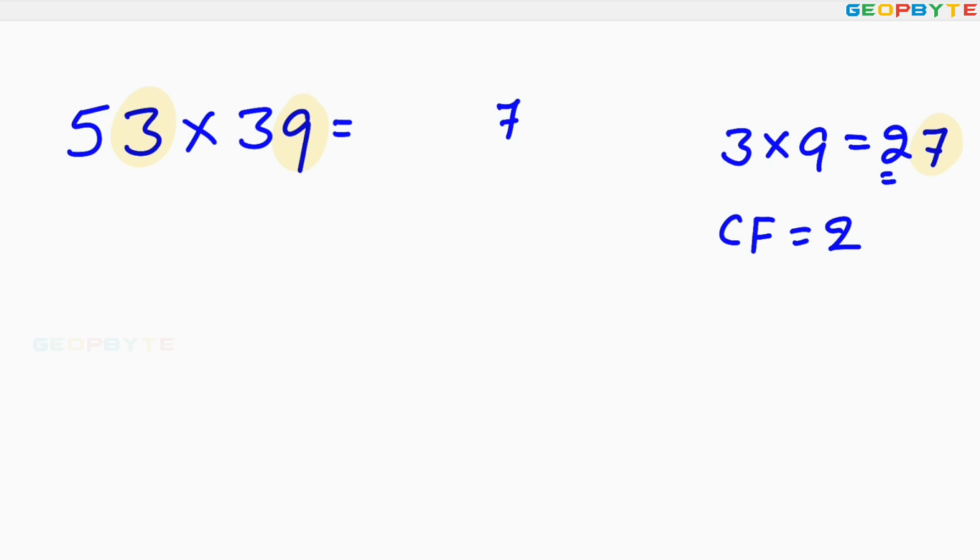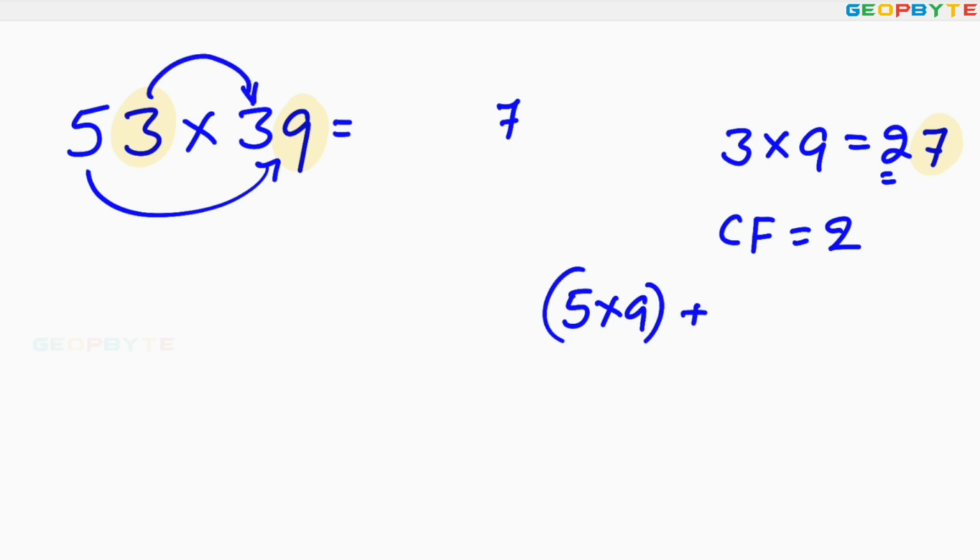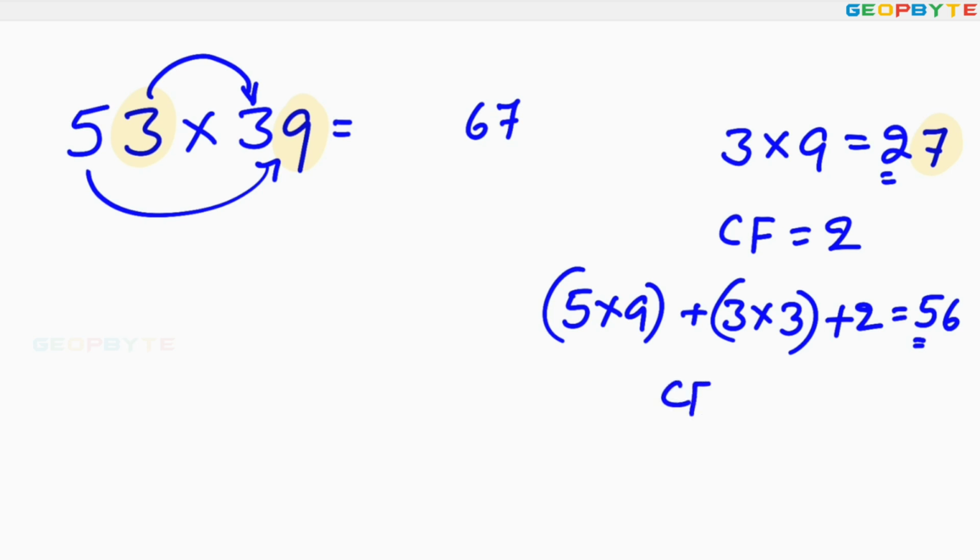Then multiply 5 and 9. 5 into 9 plus multiply 3 and 3. 3 into 3 plus carry forward is 2. You simplify this one for getting 56. You write the unit place digit here, 6. 5 is coming under carry forward. Carry forward 5.